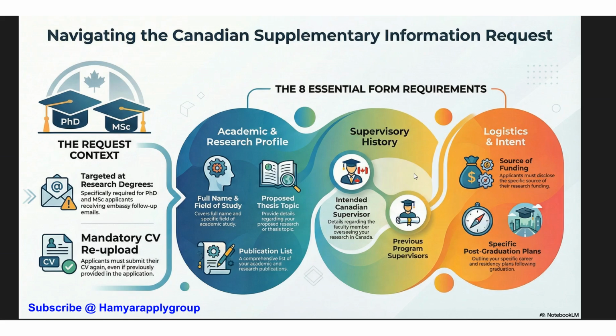When you plan for a PhD or research-based degree, typically for these programs in Canada, you have to provide some other information after you submit your application to the IRCC. A student usually receives an email from the IRCC that they need to provide a supplementary information request form and also a CV. That's typically the requested information by the IRCC.